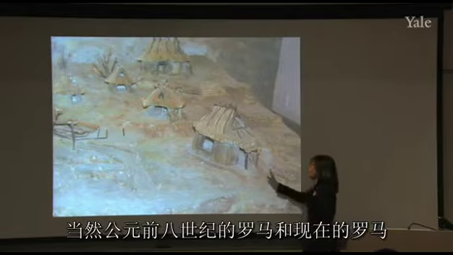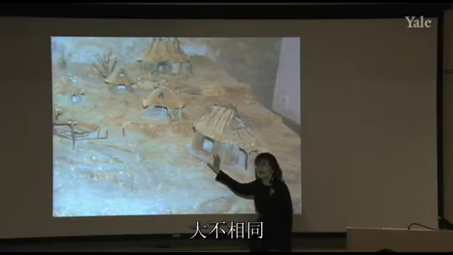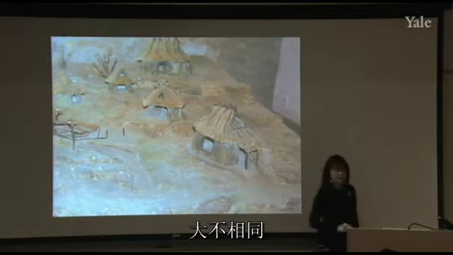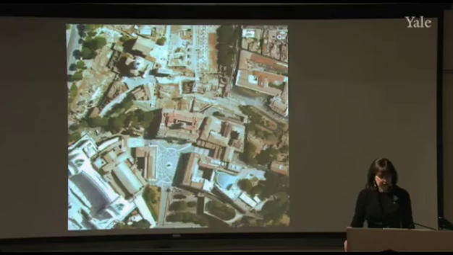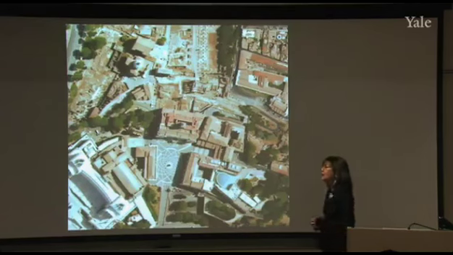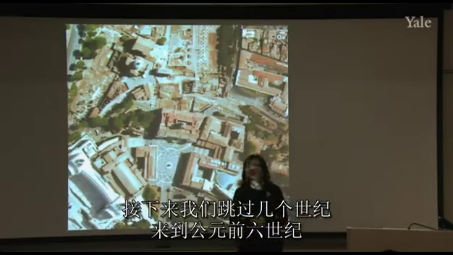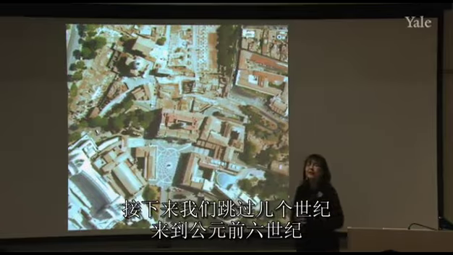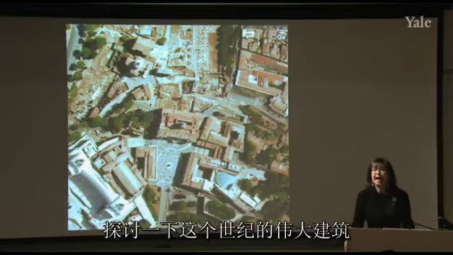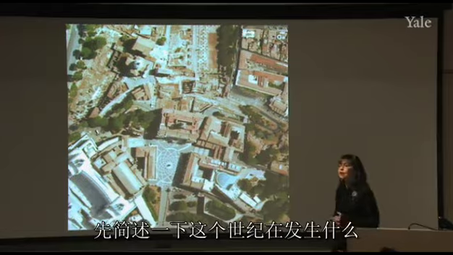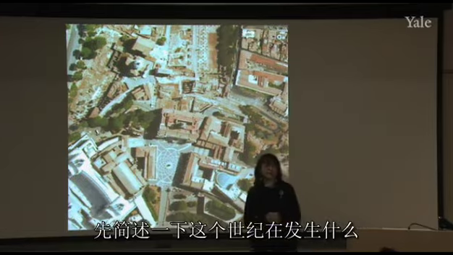And of course, there's a quite significant difference between Rome as it is now and Rome as it was in the 8th century BC. I'm going to skip a couple of centuries and take us from the 8th century BC to the 6th century BC and talk about what was the greatest architectural project in the 6th century BC. Just a few words about what was going on in the 6th century BC.